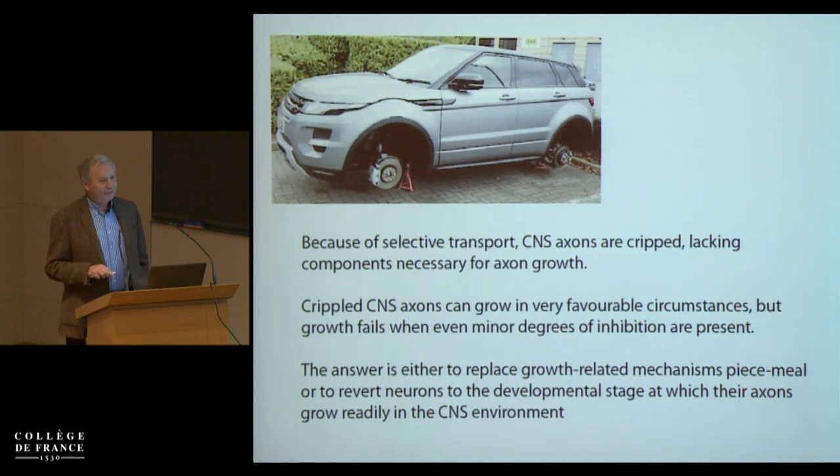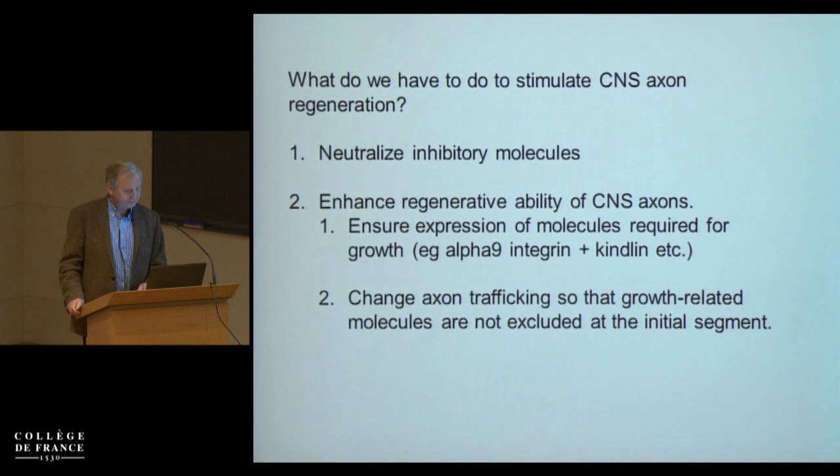Now, in very favorable circumstances, you can get these axons to grow a bit. It's not that they have zero growth machinery, they have a little bit, but growth fails with just the slightest amount of inhibition, and therefore it's never going to be very successful. We've got to find a way to get these growth molecules, these receptors, into the axons and express the correct receptors.